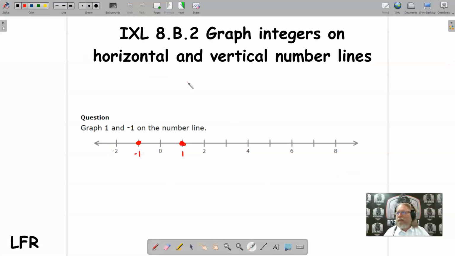All right, so that concludes all of my examples for IXL 8.B.2, where we graphed integers on horizontal and vertical number lines. Good luck with your activities.